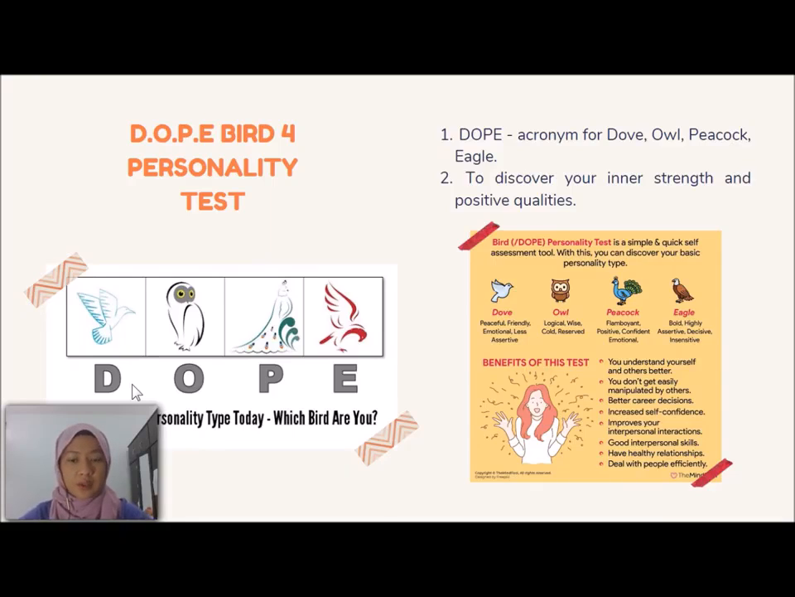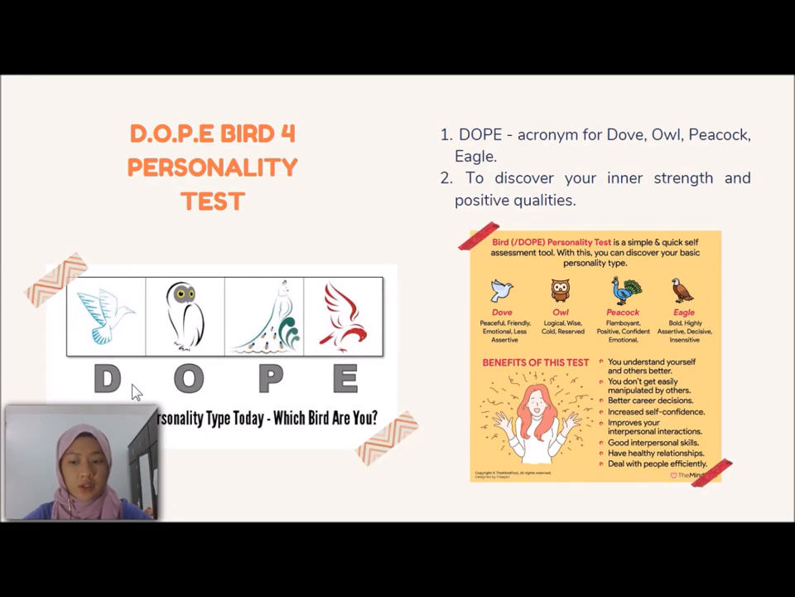The Dove is mostly peaceful, friendly, emotional, and less assertive. Owl is logical, wise, cold, and reserved. Peacock is flamboyant, positive, confident, and emotional. Eagle is bold, highly assertive, decisive, and insensitive. Benefits of this test: you can understand yourself and others more. You don't get easily manipulated by others. Better, careful decisions. Increased self-confidence.